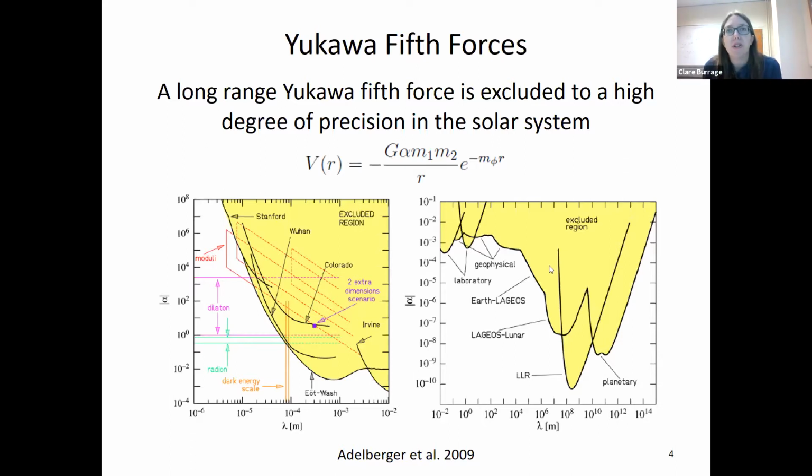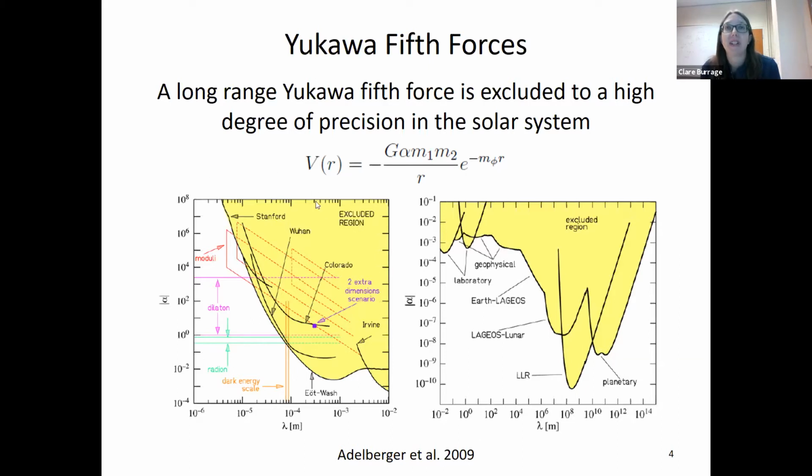And so what these two plots show you are the constraints on this kind of force. On the left-hand plot are the laboratory constraints on this type of interaction, and on the right-hand side, the solar system constraints on this type of interaction. Because obviously, if you modify gravity, you modify the motion of planets and moons and satellites, and that can be tested because we have been studying how objects move in our solar system for a very long time.